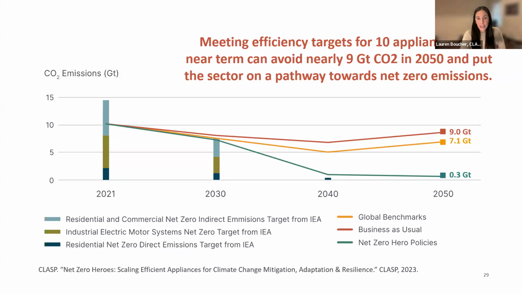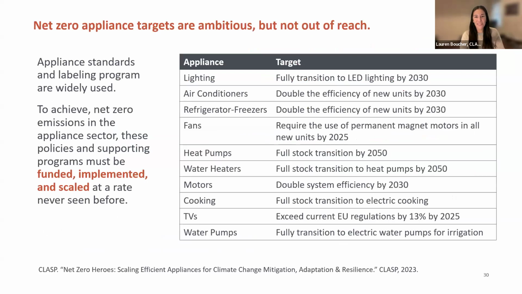You'll notice it's not quite at net zero in 2050, just due to the fact that we predict that there will be some segments of the market that will be hard to decarbonize, but we get very, very close. Meeting targets for these appliances can avoid nearly 9 gigatons of CO2 in 2050. So a huge opportunity. Those 10 targets are on the next slide, and we can discuss them.